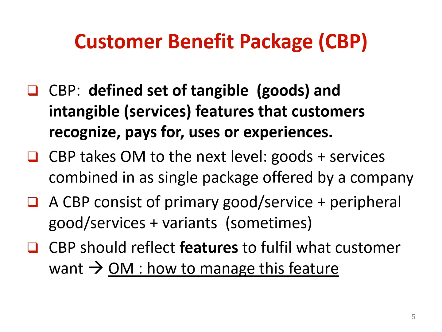A CBP consists of primary goods, services, peripheral goods or services, and variants. Variants ni sometimes you may have, sometimes you may not have. So CBP should reflect features that fulfill what the customer wants. And the challenge for the OM is how you manage these features that are contained in your CBP. So let's take a look at how the CBP looks like.